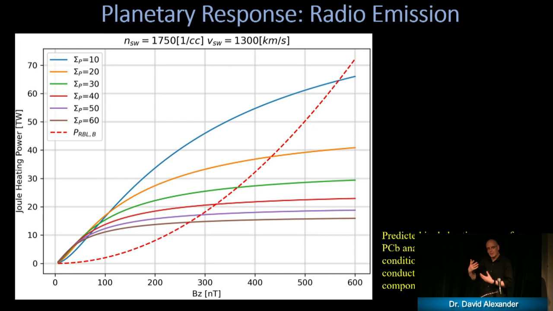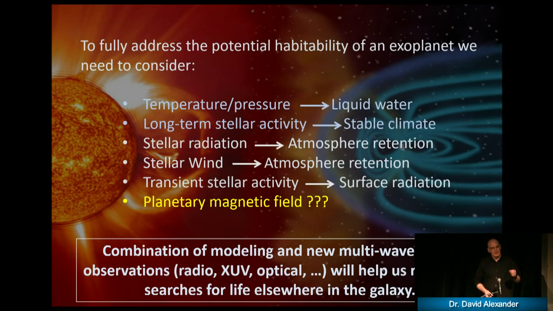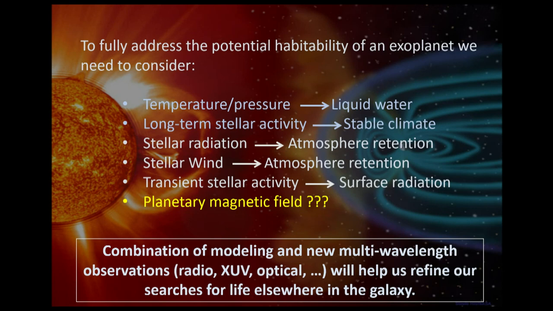So we have to sort of combine this with the modeling, and that's the key takeaway: liquid water, temperature just right, the Goldilocks part, is only a small part of the story. You really have to start thinking about the star-planet interaction. So, to finish, temperature and pressure gets you liquid water. That's a good thing. Long-term stellar activity, understanding that, can give you a stable climate, which is good for life to become complicated, like us.